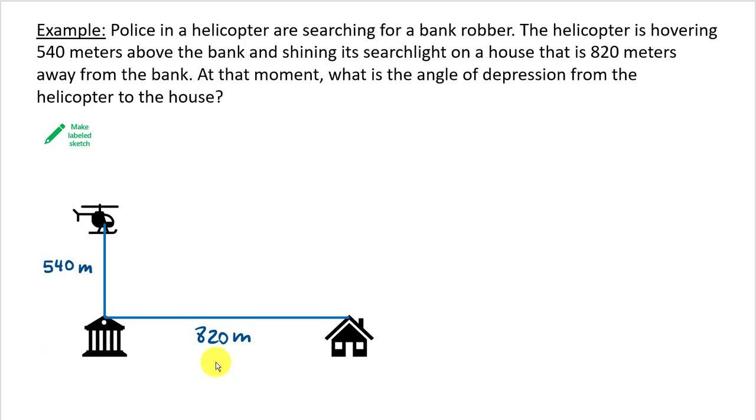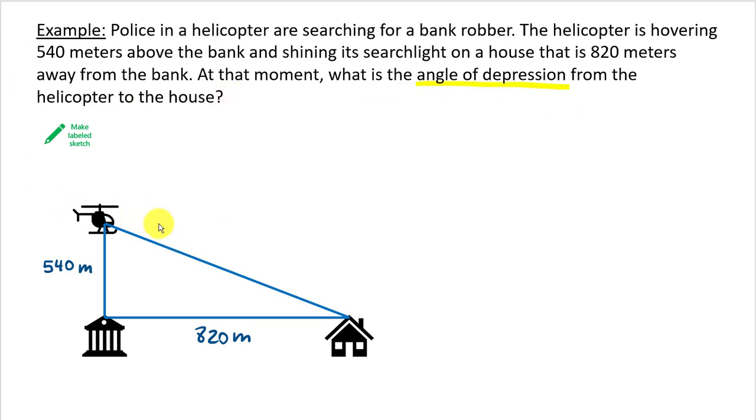Now, the helicopter is shining its searchlight, so we need a segment illustrating the searchlight from the helicopter to the house. Let's read the first two sentences one more time just to confirm that we got it right. Police in a helicopter are searching for a bank robber. The helicopter is hovering 540 meters above the bank and shining its searchlight on a house that is 820 meters from the bank. Looks good. Now the question. At that moment, what is the angle of depression from the helicopter to the house? So we need to find the angle of depression.